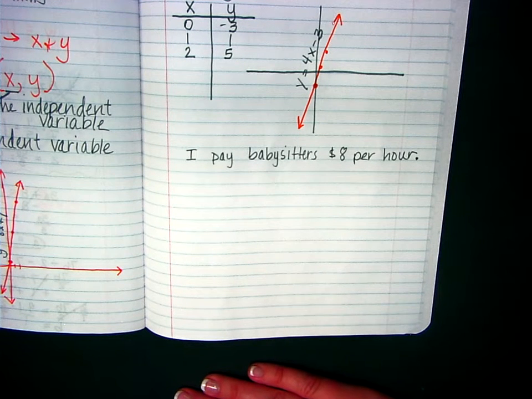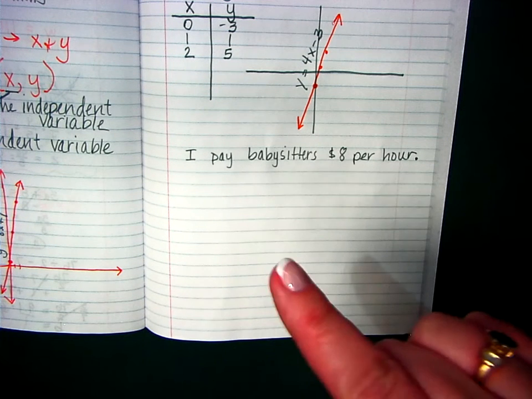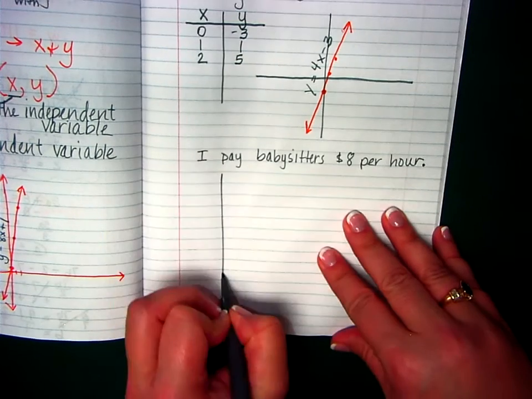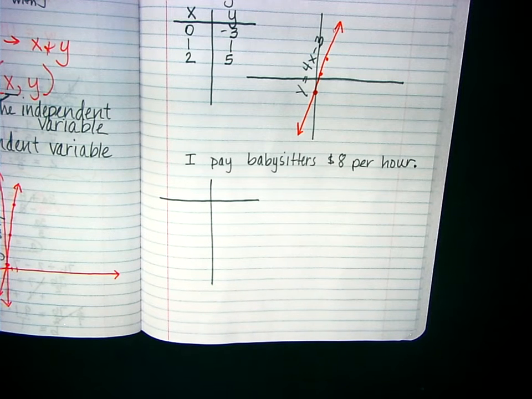So how much do I pay the babysitter? What? Say it louder. There's an important word he said. It depends. Oh, so the amount I'm going to pay depends on hours. So I know I've got a T-chart again. It depends on how many hours they work. So is the pay the dependent variable, or is the hours the dependent variable?